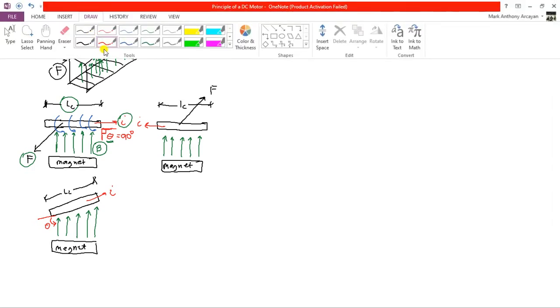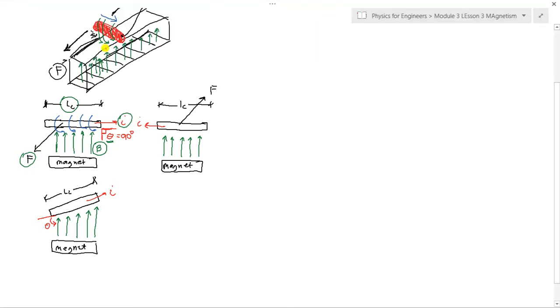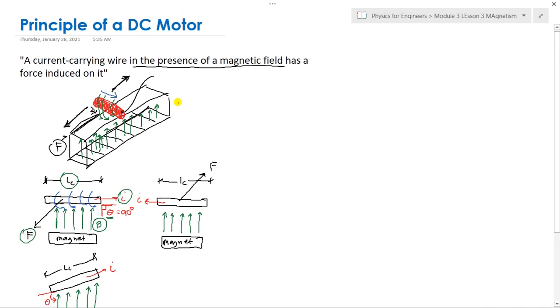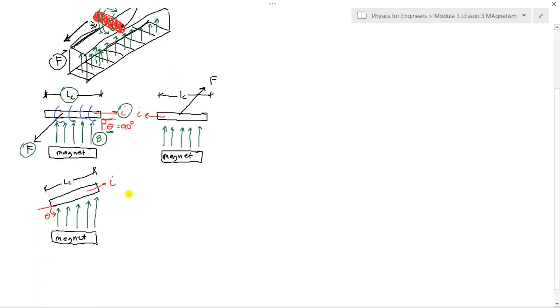So, to quantify this, since this is the fundamental application of our DC motor, where it rotates because of this force F, the force is equal to the current I. If the current is large, the conductor rotates and moves faster. If the conductor is long, the force is larger, because a long conductor can hold enough current. Next, if the magnetic field you place is strong, the force is stronger.